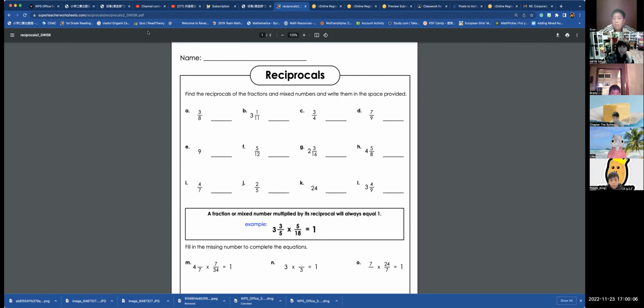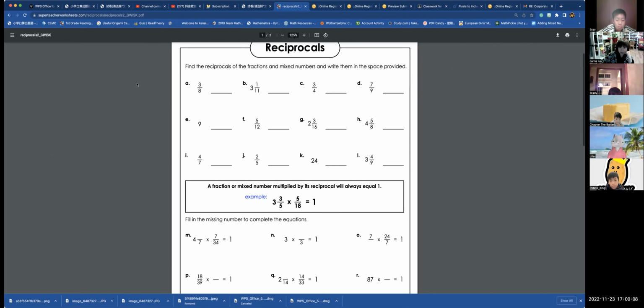Now let's take a look at a question like that. If I tell you one number times another number equals 1, and I only know this number is 7/34, the other number must be what? 34/7. If you make it a mixed number, it's 4 and 6/7. So that's why the answer here is 6. Understand? I'm going to slow down.